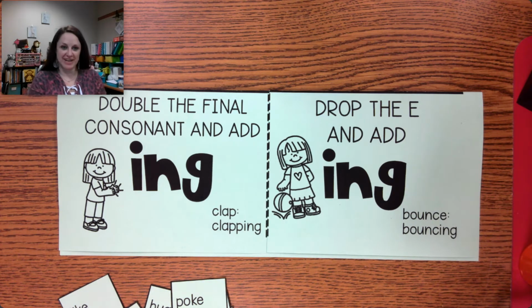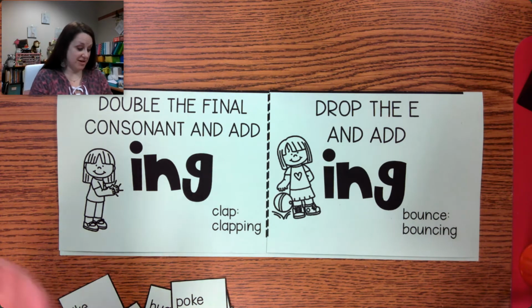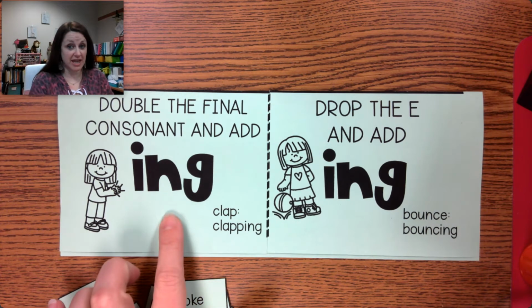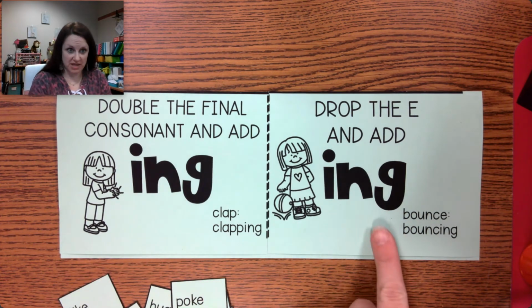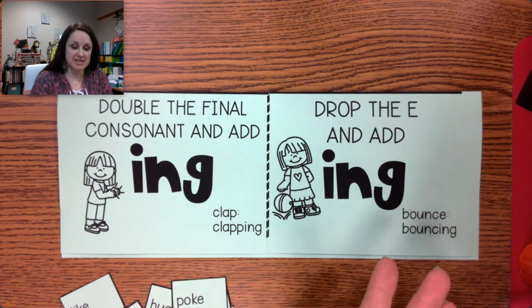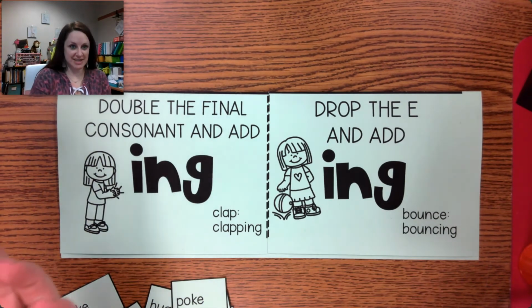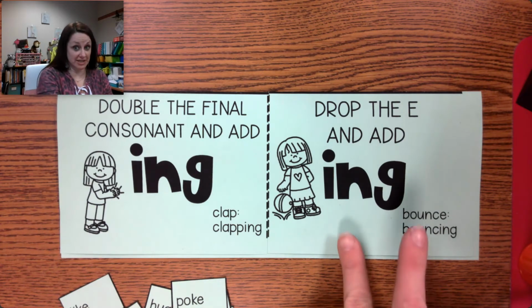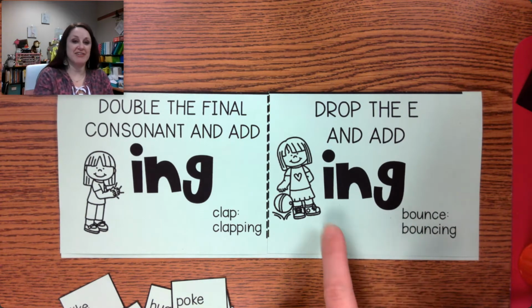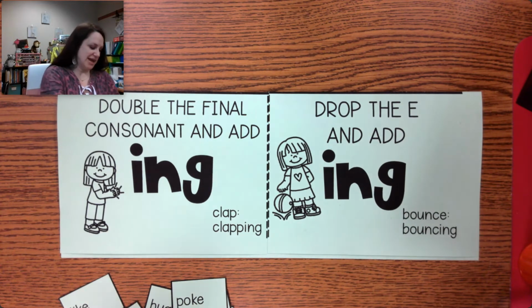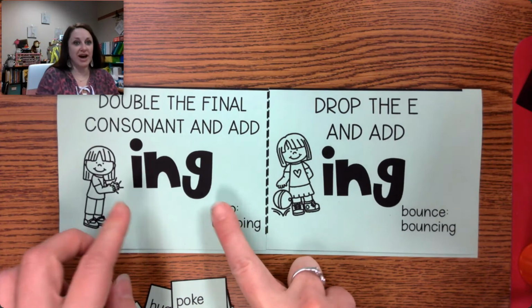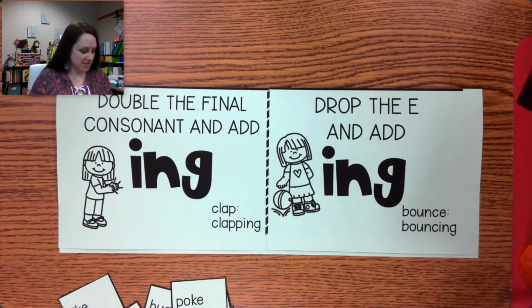All right, are you guys ready? Perfect. Now we have our double the final consonant and we have our drop the E. The nice thing about this is if the word ends in an E, it's most likely going to go over here, right? And then if it doesn't end in an E, it might go over here. So they've kind of done all the hard work for us.